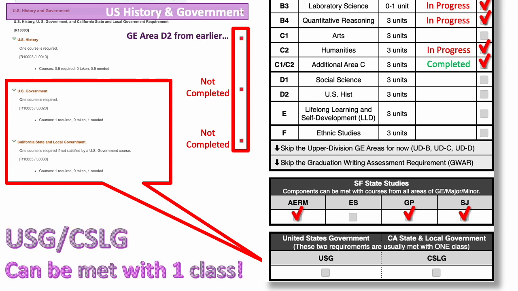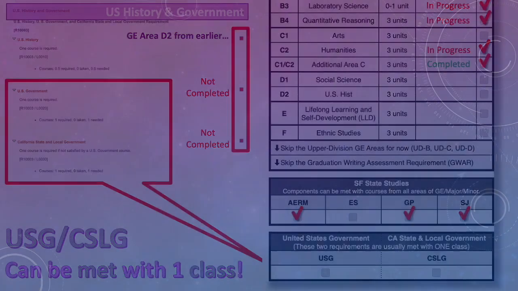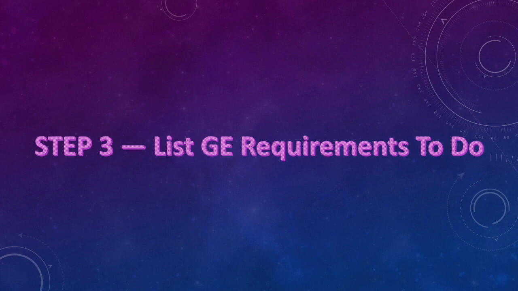Even though these requirements are separate, they both can be met with just one class. Step 3, listing GE requirements still to do.